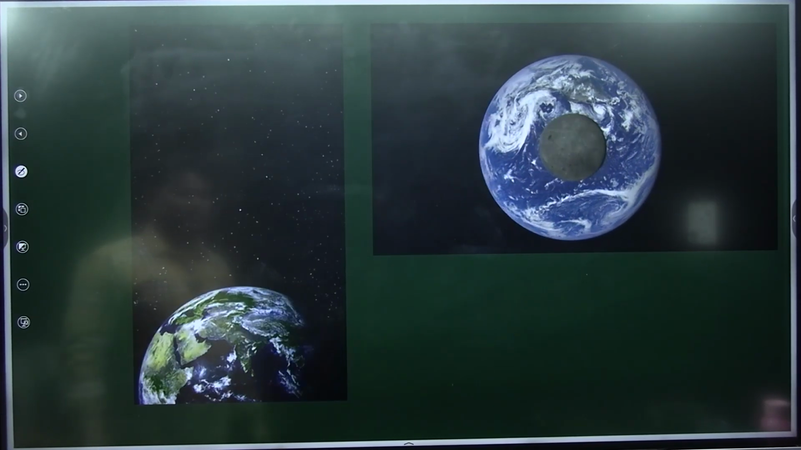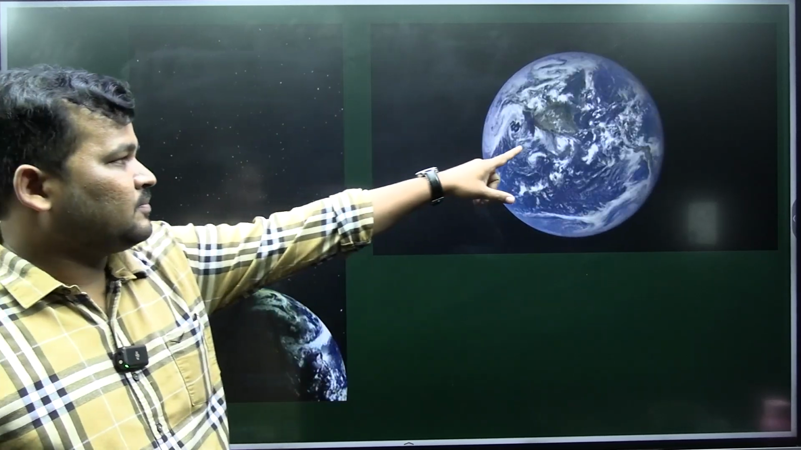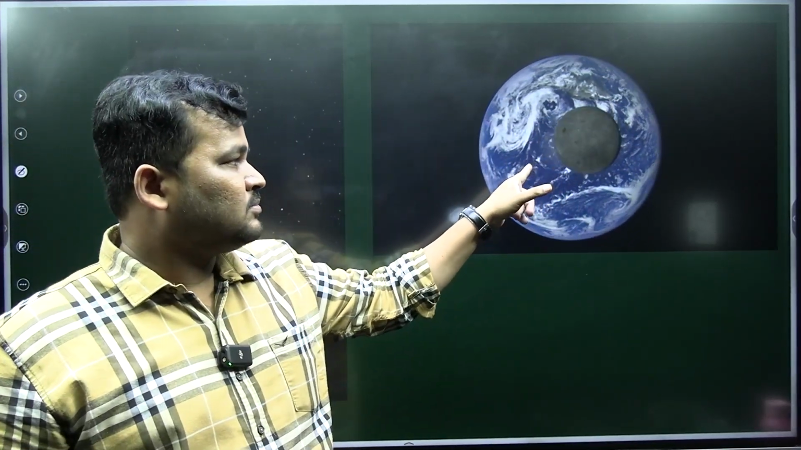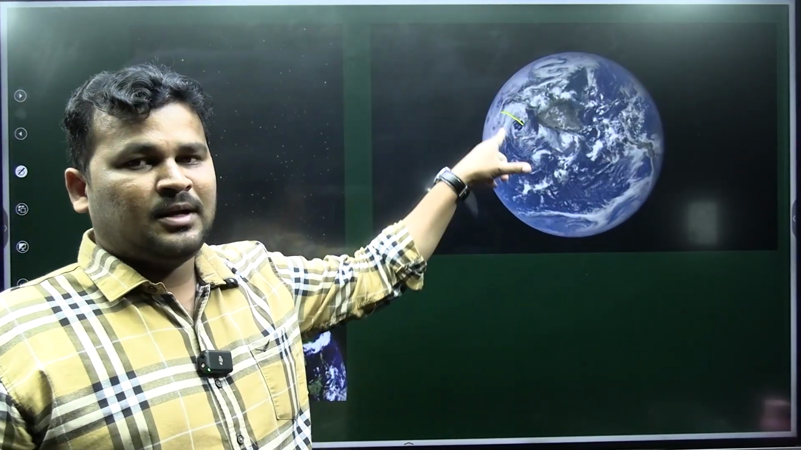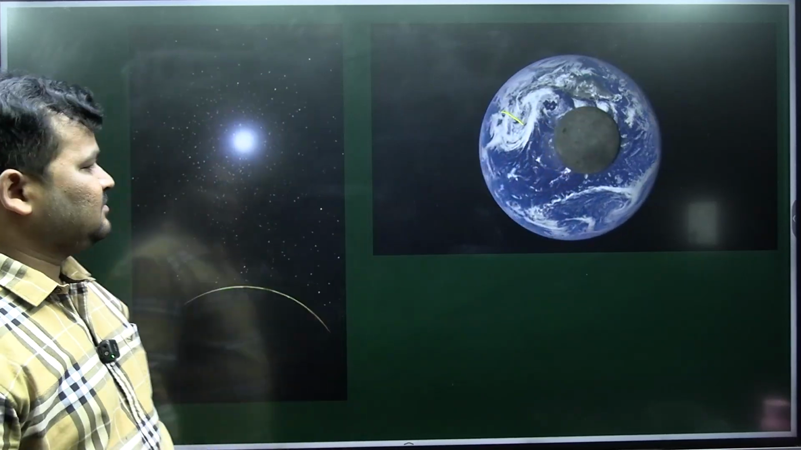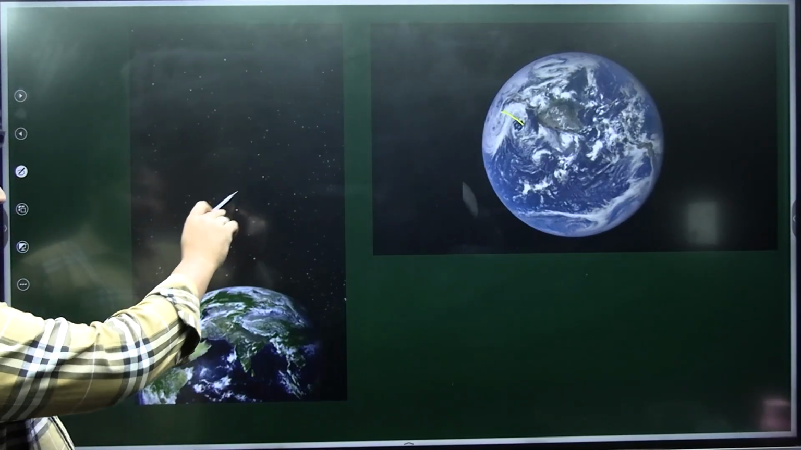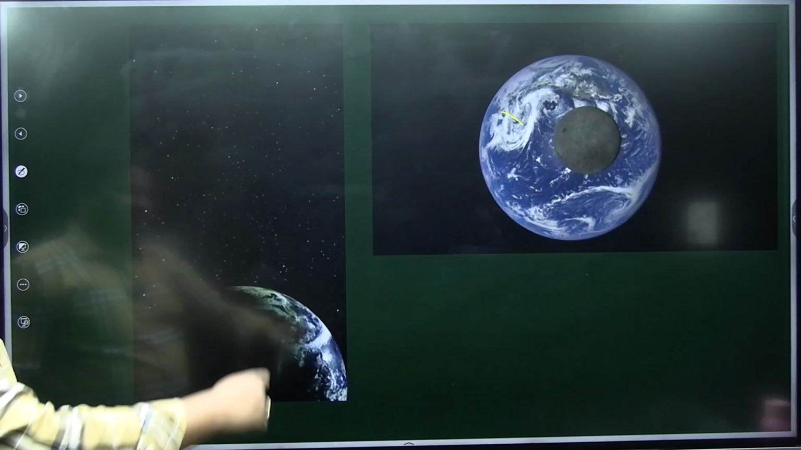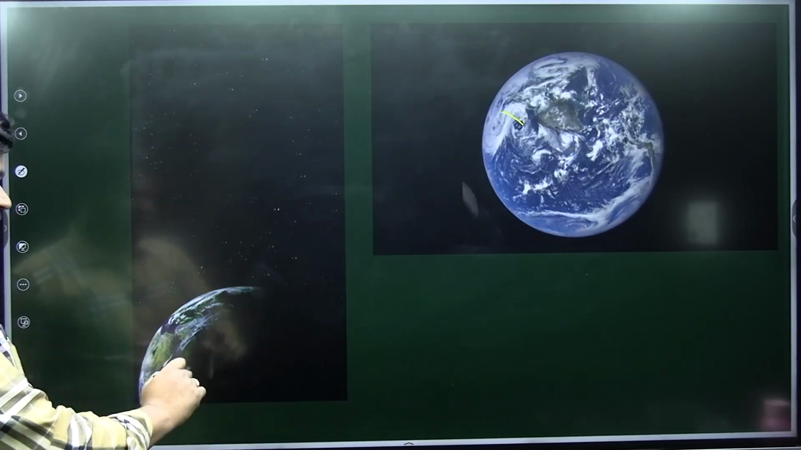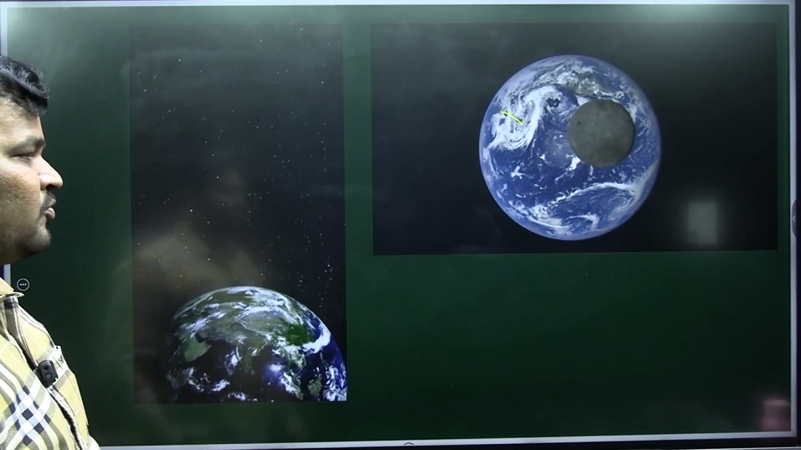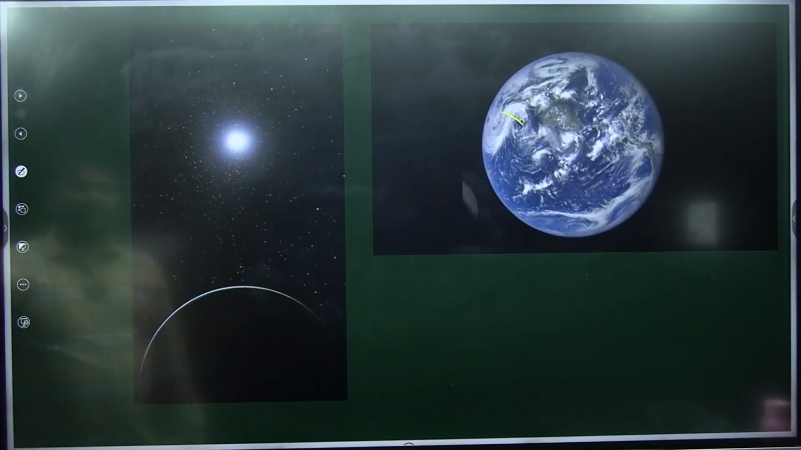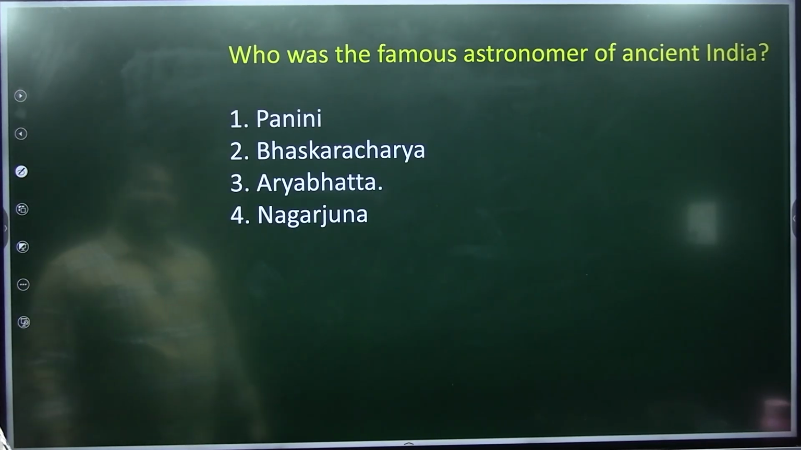You can find what I said here: the moon is rotating around the Earth. Sometimes the shadow of the moon falls on Earth. You can find it here. Next one.